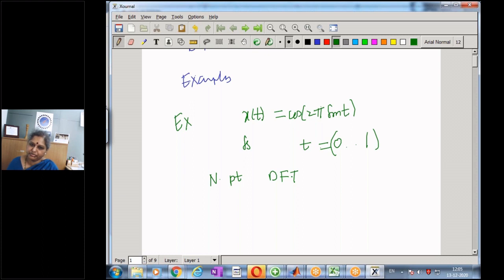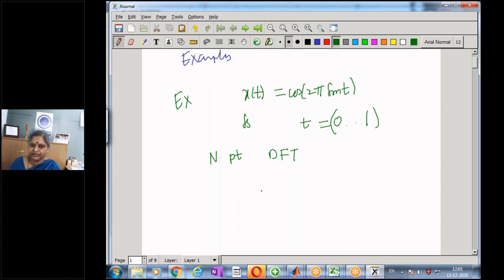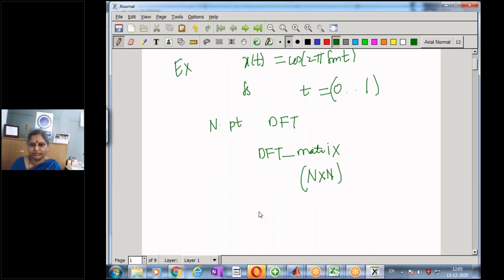First, how do I compute the n-point DFT? I will create a matrix. We saw that, so we are going to create the DFT matrix, the n-point DFT matrix. This DFT matrix is going to be of size n cross n. And after creating the DFT matrix, I will multiply by my sequence x of n, which is the sampled signal of x of t, and then get the spectrum of the signal. So when I multiply the DFT matrix by my sequence x of n, I am going to get the DFT, the n-point DFT x of k.